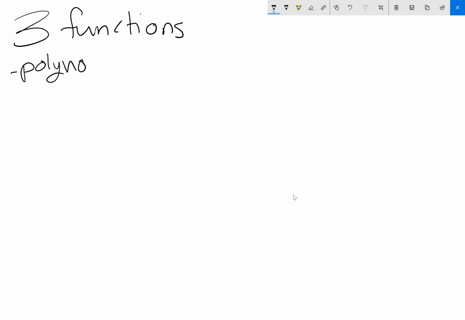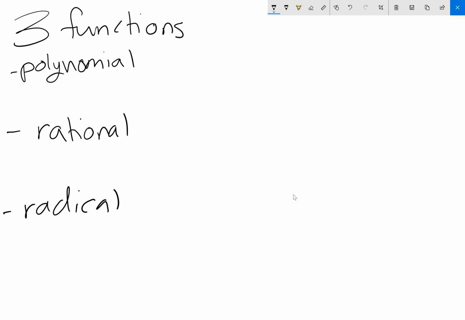Okay, number 6, lovely, lovely domain problems. The three functions that we could encounter are polynomial, rational, and radical. Let's go over rational and radical first. We'll start with radical. Radicals have the radical symbol.